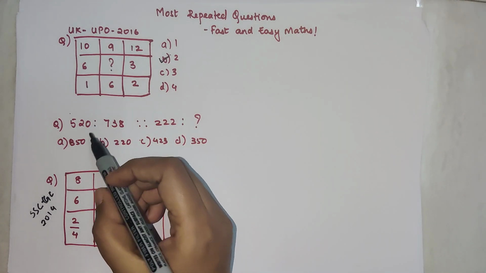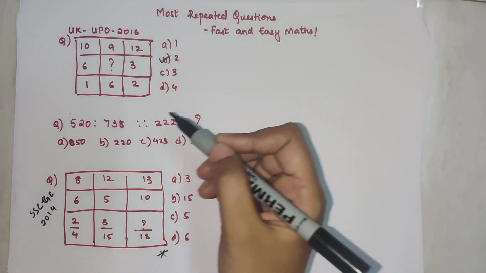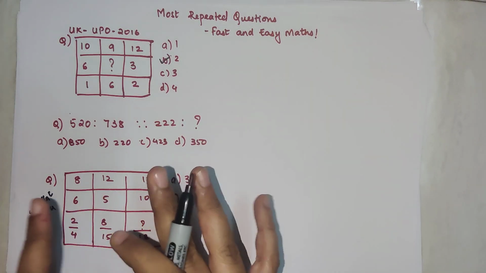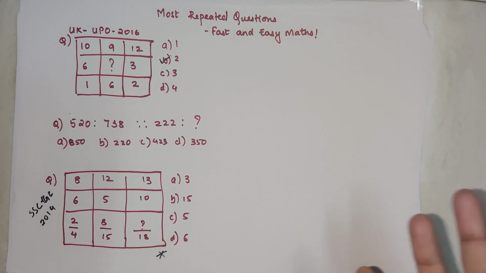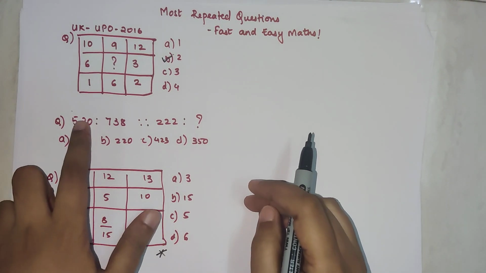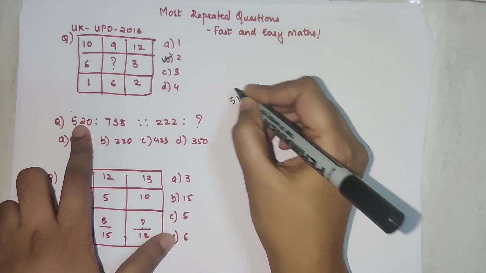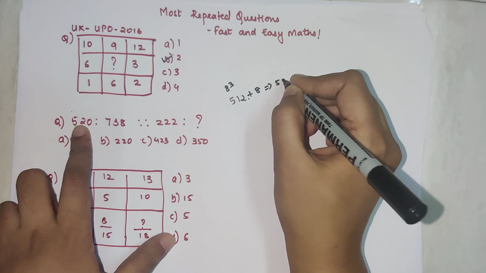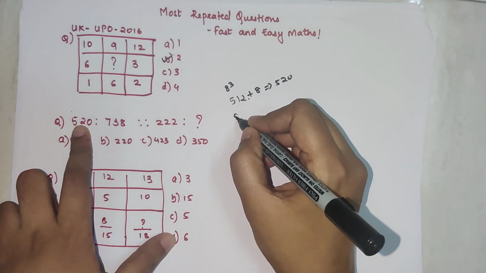So the next one is 520 is to 738, then 222 is to what? Now understand, this is very, very tricky if you start with differences or addition or multiplication or finding factors. Please don't do that. I have told you many times, all of you have to have a very clear cut understanding about cubes and squares. Now 520, we have 512, which is 8 cube, which is 512, and when you add 8 to it, you get 520. Similarly, 9 cube, which is what?